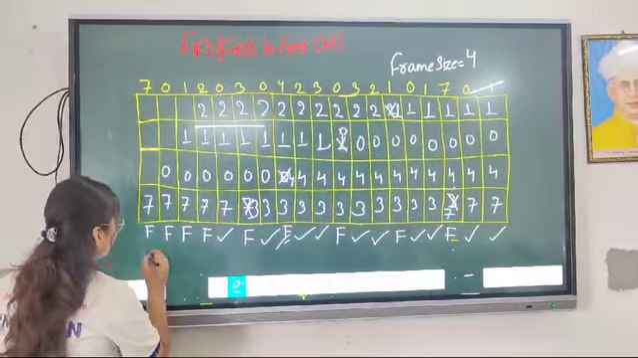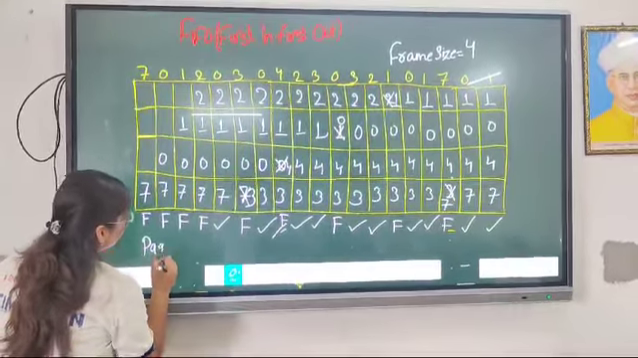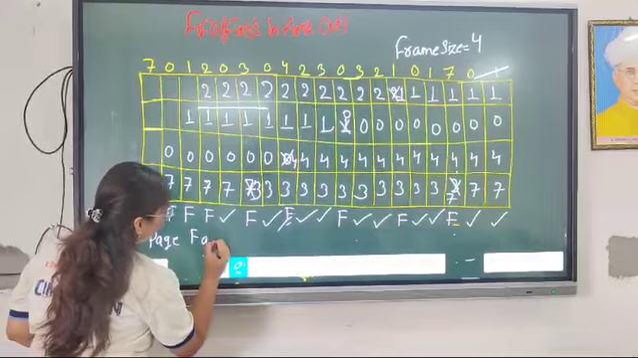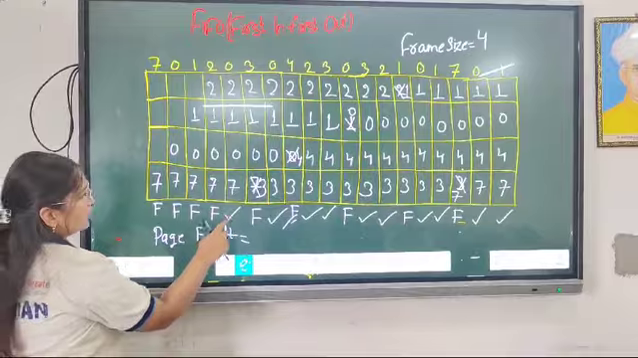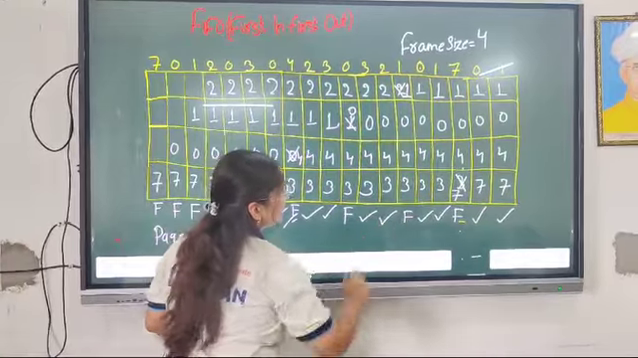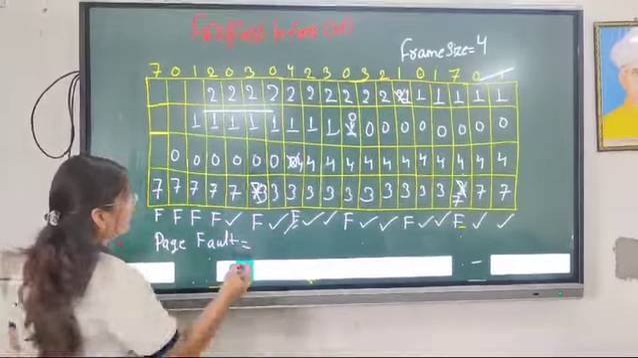Now we'll continue and count how many page faults we have got. We'll count that here we have 4, 5, 6, 7, 8, 9. So in total we have got 9 page faults in this question.